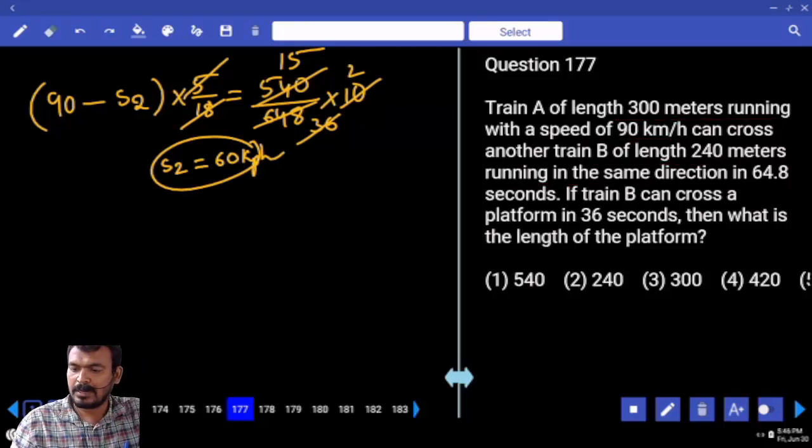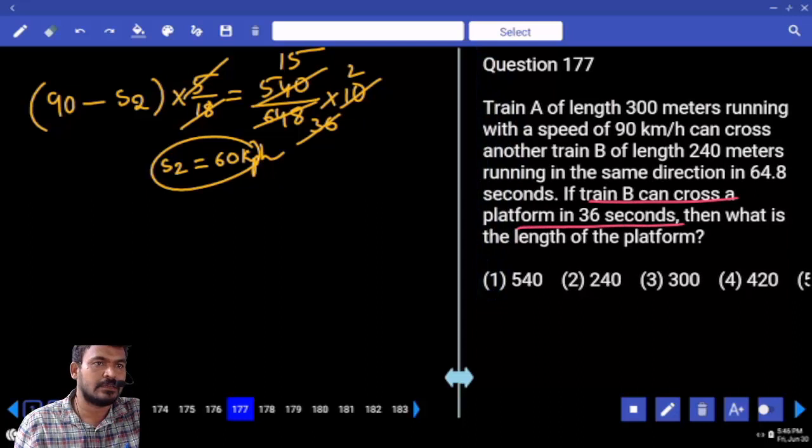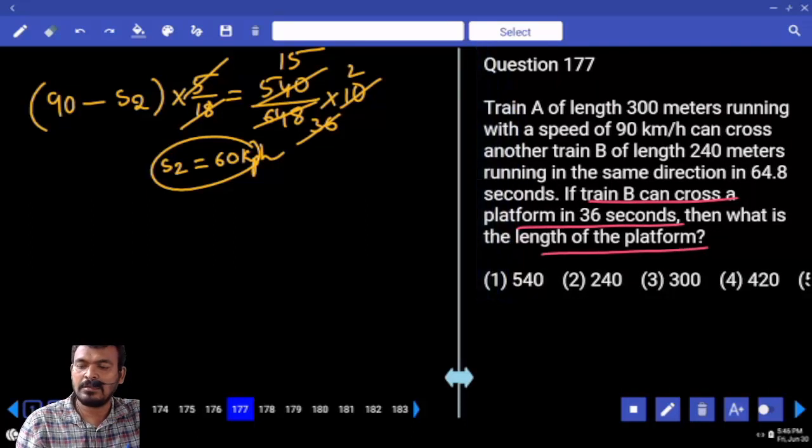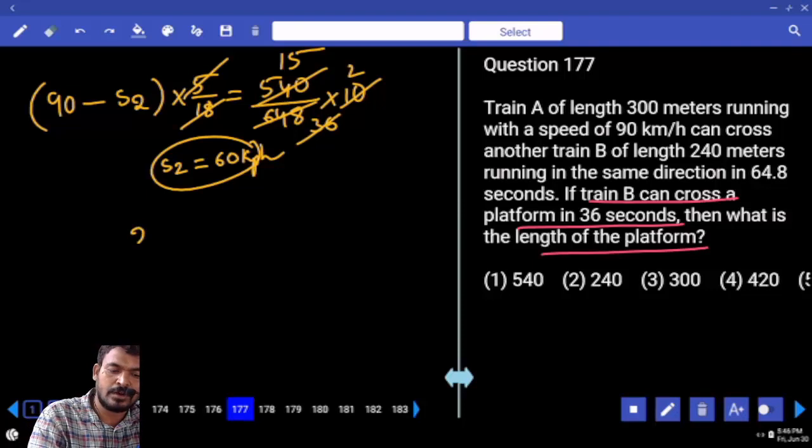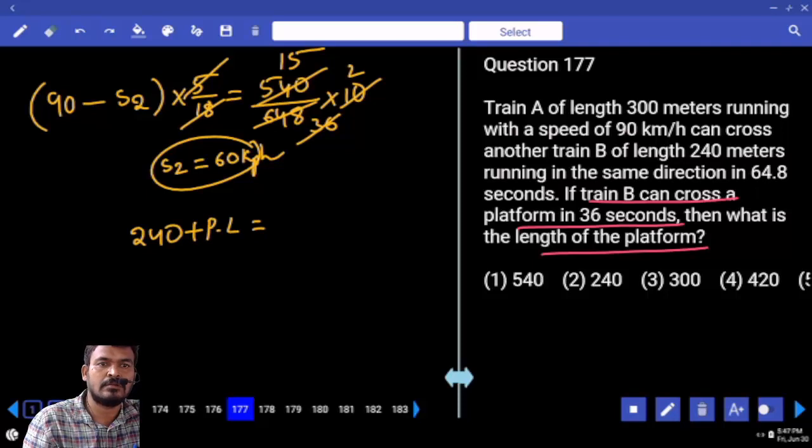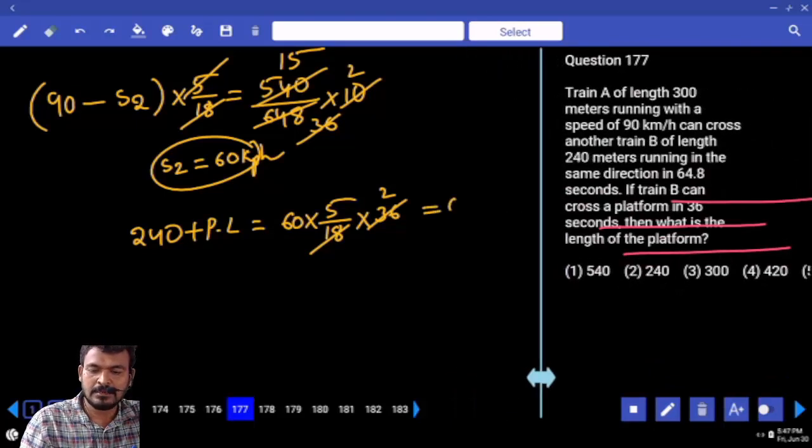What is the question here? If train B can cross a platform in how many seconds? 36 seconds. Then what is the length of the platform? When train B passes a platform, the total distance is train length plus platform length. Train B length is 240 plus platform length PL. That is equal to speed into time. The speed of the second train is 60 into 5 by 18, time 36 seconds. That gives 600. So 600 equals 240 plus platform length. Then the platform length is 360.